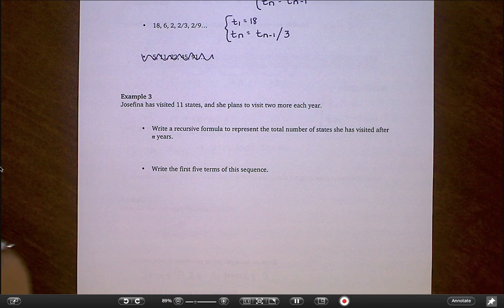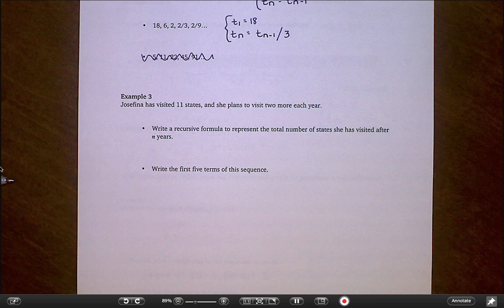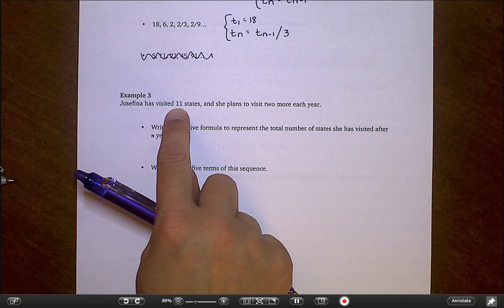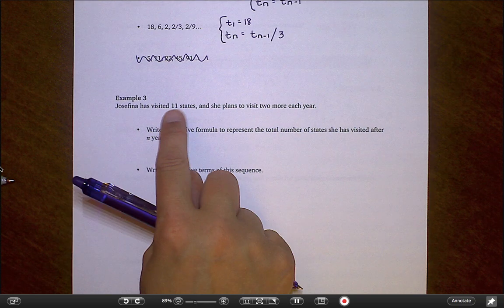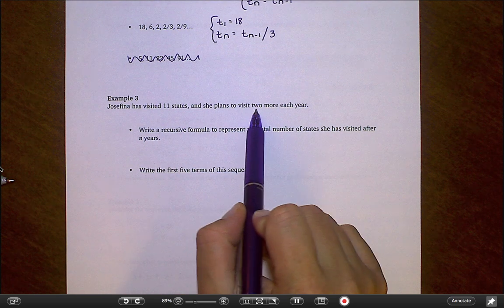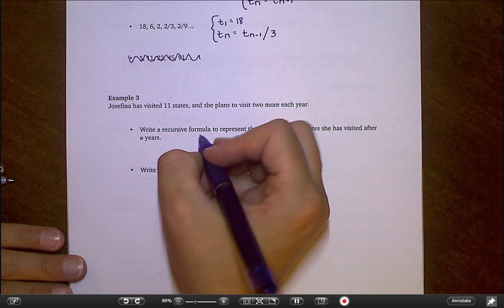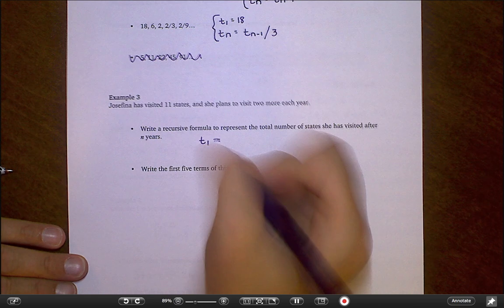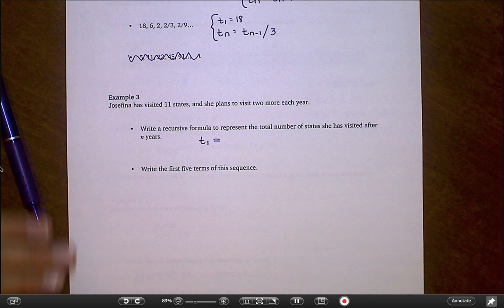Okay, word problem example. Josephina has visited 11 states and she plans to visit 2 more each year. Write a recursive formula to represent the total number of states she has visited after n years. There is one thing that I want to make sure that we're careful about here. So as of right this minute, Josephina has visited 11 states, okay? And so by the time that first year has gone by, we've added 2 more to our plate. So when I go to define term 1 here, and I'm going to start my formula, but then I'm going to make a note off to the side here.